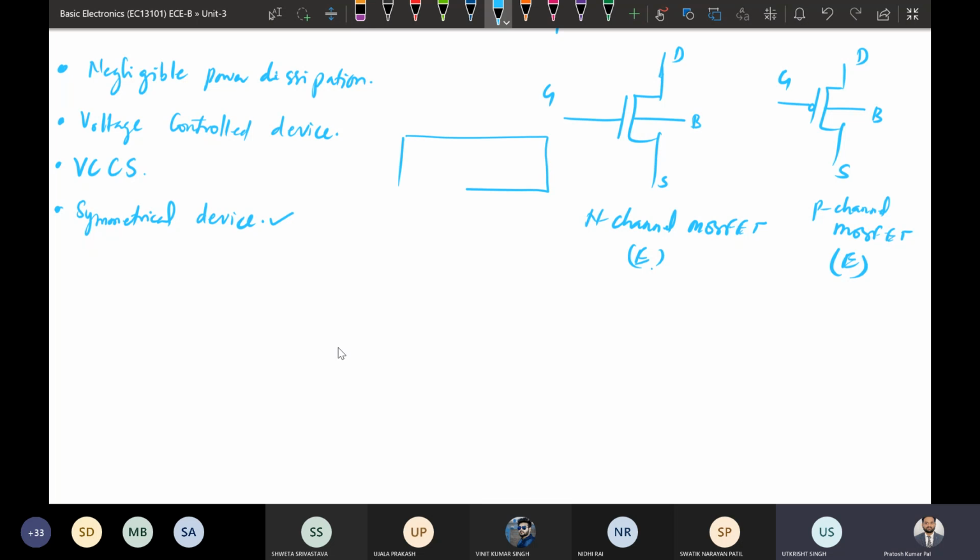So in case of BJTs, we have seen this is collector, this is emitter, and this is base. We cannot replace emitter and collector because collector is having higher area and emitter is having lesser area. And the doping is also different in both the cases. Emitter is having higher doping and collector is having moderate doping. So they cannot be used interchangeably.